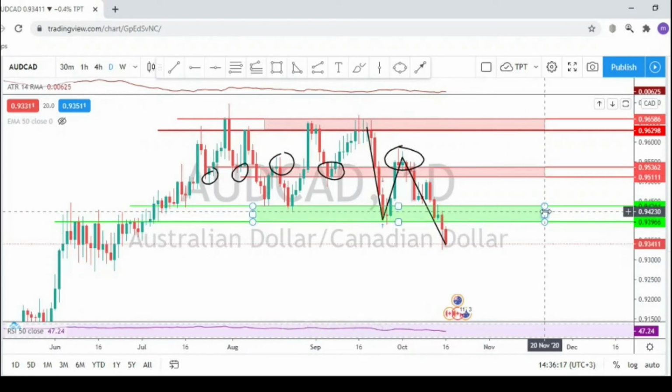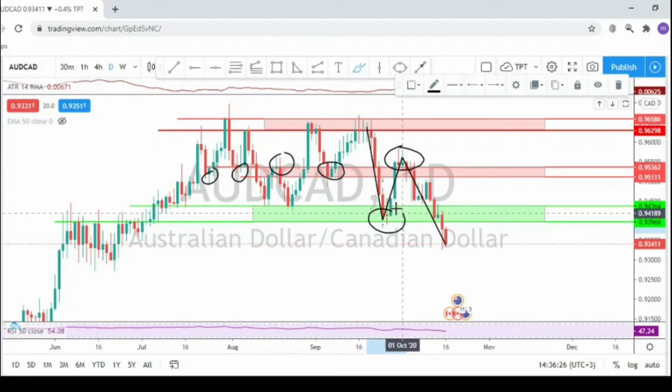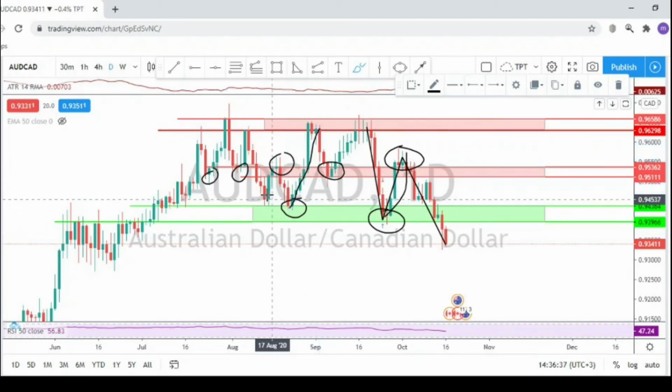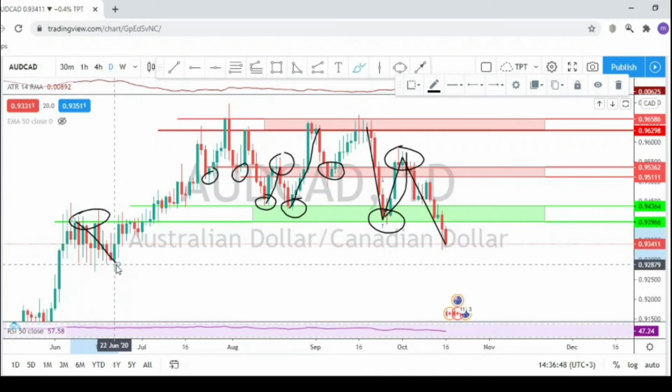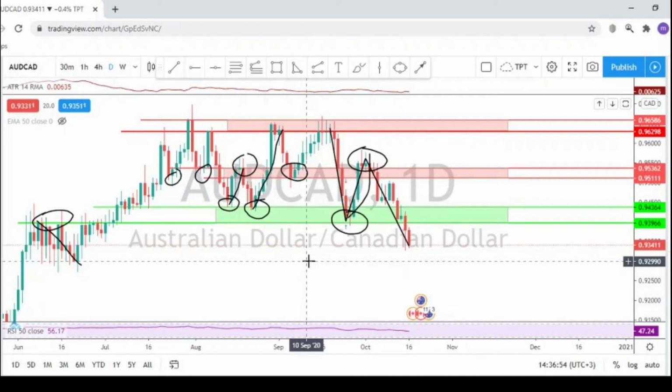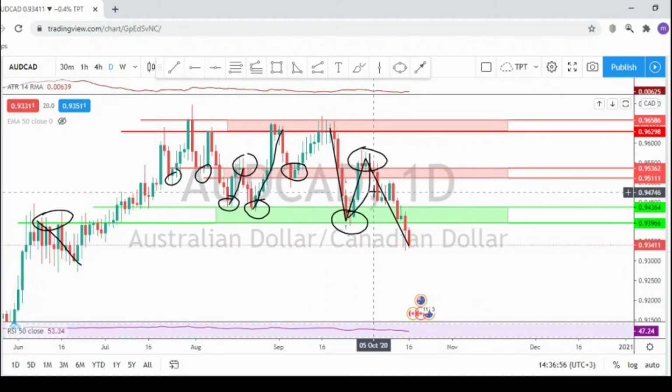Now, why do I consider this as a strong level of support? It is because this level of structure was tested here as support and pushed this market to the upside. It was tested here as support and pushed this market to the upside. And it was tested here as resistance and pushed this market to the downside. So this is a level of structure where the market has been reacting in the past, and it has been tested multiple times.